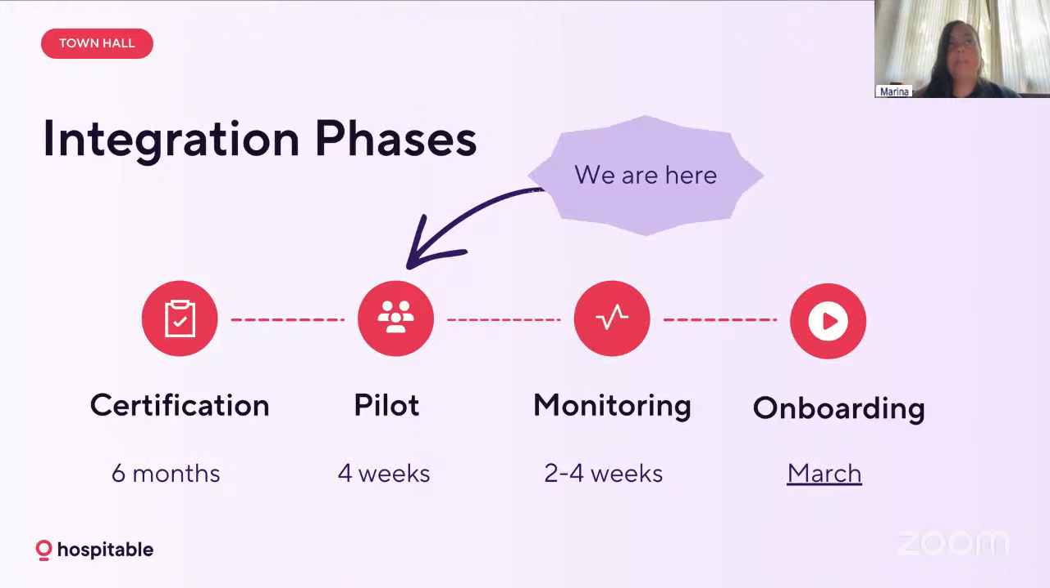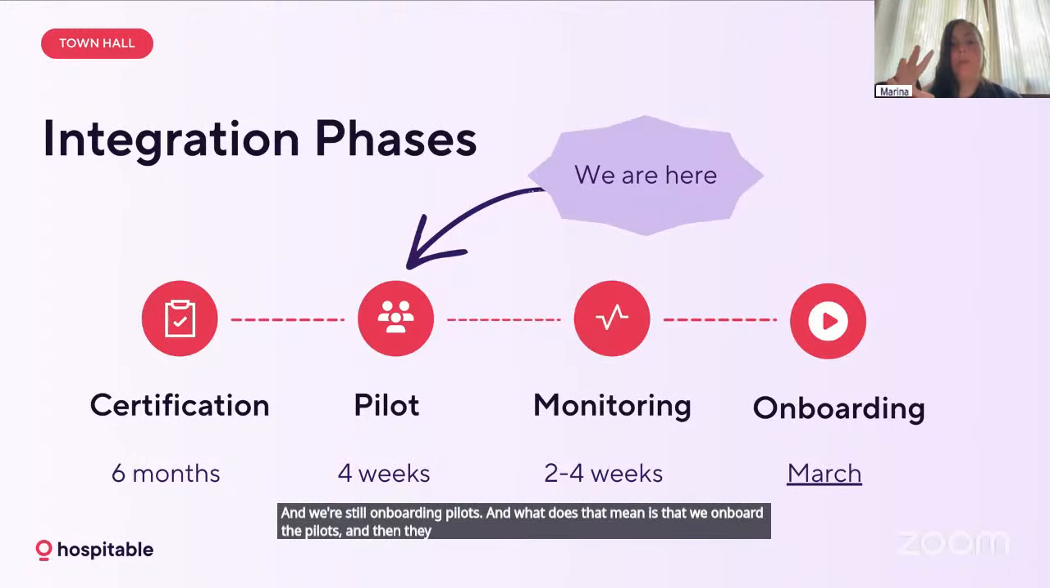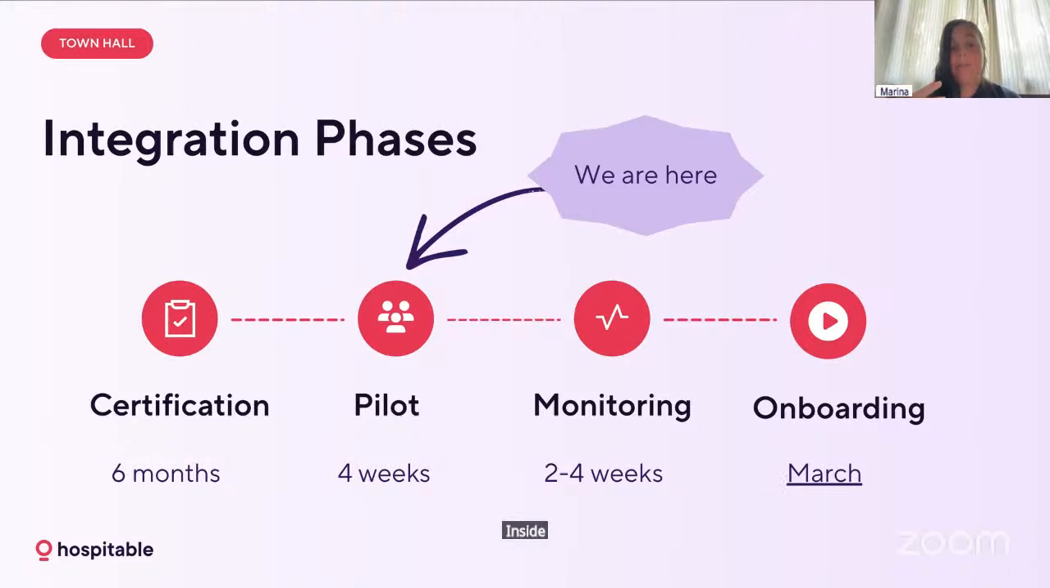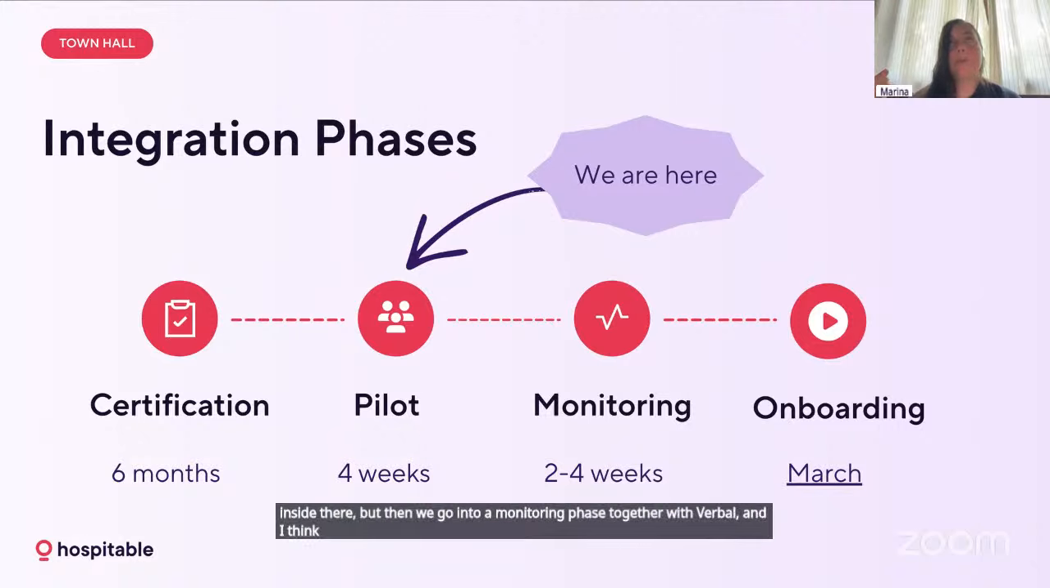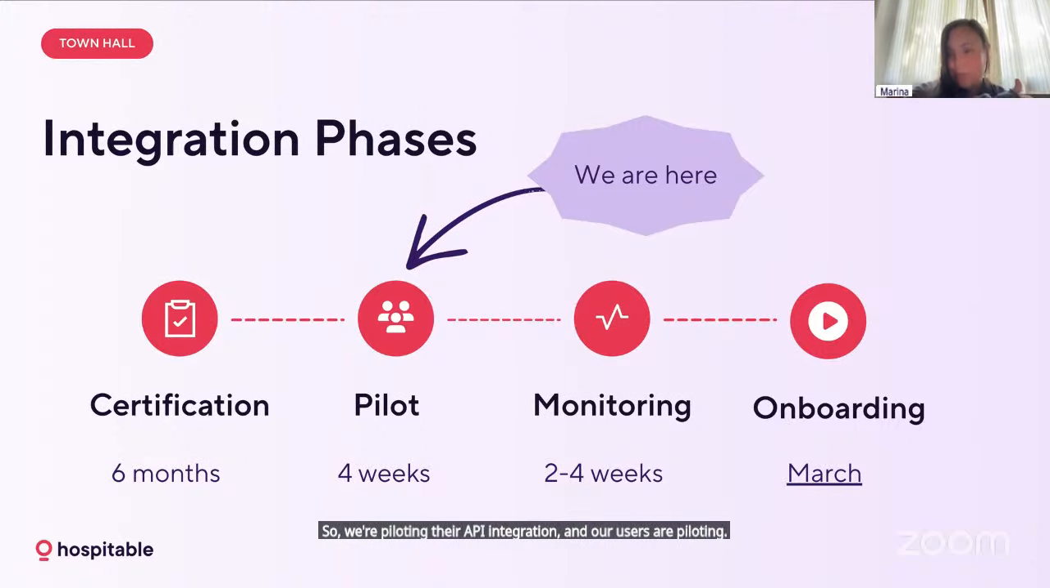What that means is that we onboard the pilots and they're able to create new listings and do lots of different things inside there, but then we go into a monitoring phase together with Vrbo. And I think it's also important to understand that Vrbo runs this pilot. So we're piloting their API integration, and our users are piloting our integration to Vrbo. So there's a double pilot happening there.